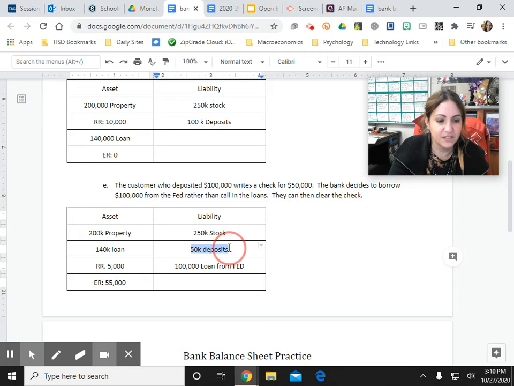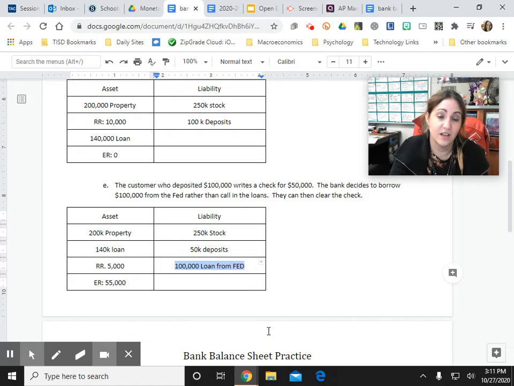So the $50,000 was taken out, leaving only $50,000, which means the required reserves changed, because the required reserves are a fraction of deposits, and deposits just changed. It went from $100,000 to $50,000. The percentage is still the same, still 10%, but it's now 10% of a different number. So instead of the $10,000 that was in required reserves before, now there only has to be $5,000, because the other amount can be freed up.